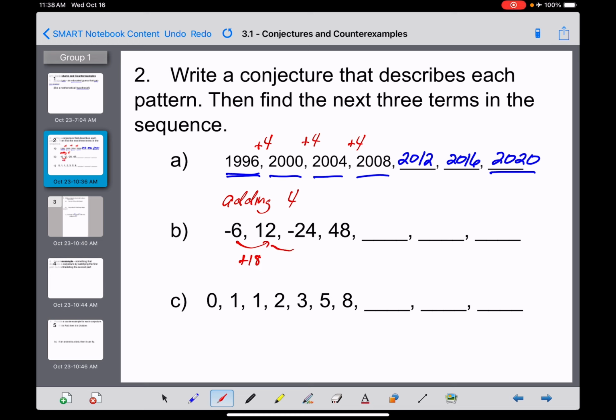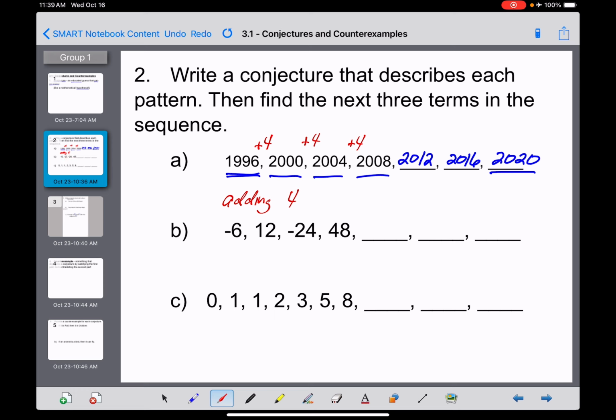If we were to add 18 here again to 12, that would get us +30. But there's no way it can go back to a negative number once it's turned positive if we're just adding the same number over and over and over again. So B is not an addition pattern.